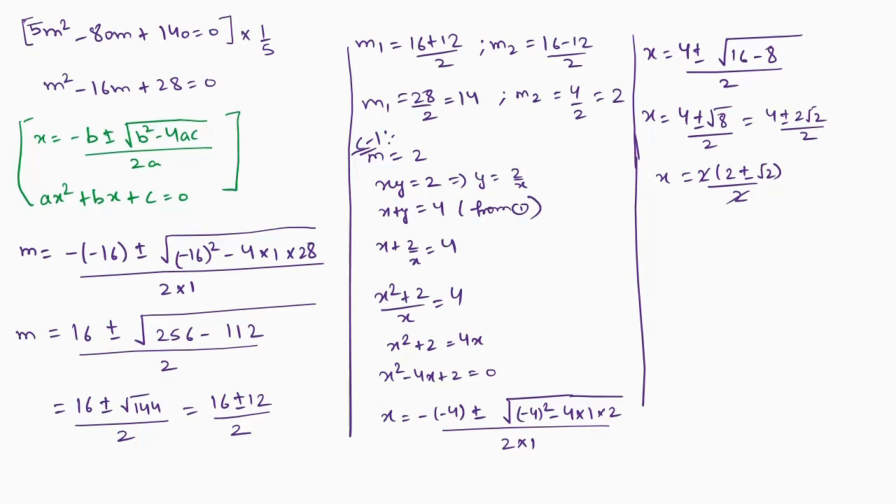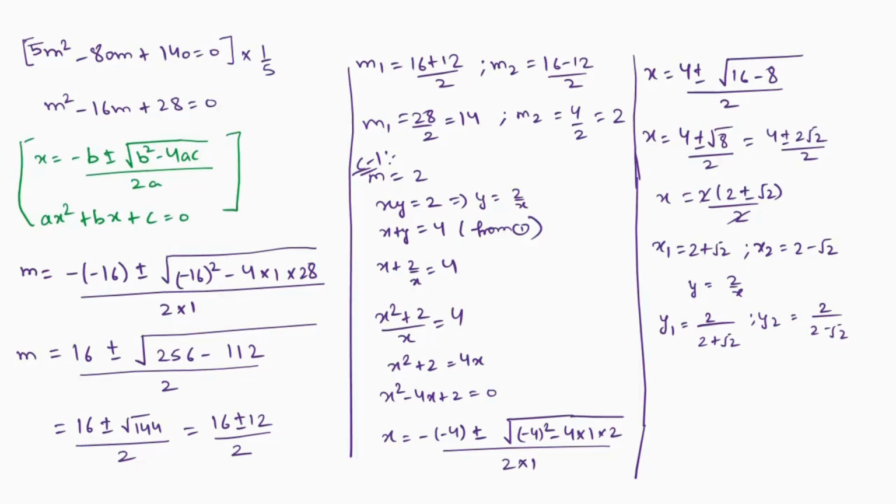So we have two values of x, that is x1 can be written as 2 plus root 2 and x2 can be written as 2 minus root 2. We can put this value of x in equation y is equal to 2 over x, and when x1 is equal to 2 plus root 2, we can calculate the value of y1, that is 2 over 2 plus root 2. Similarly, y2 is equal to 2 over 2 minus root 2.